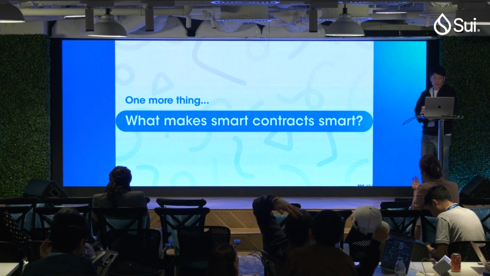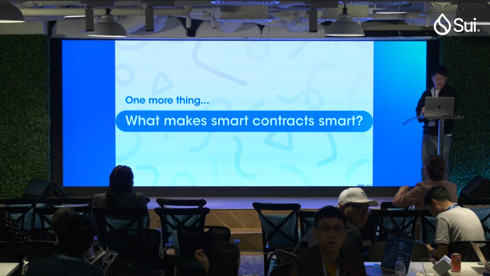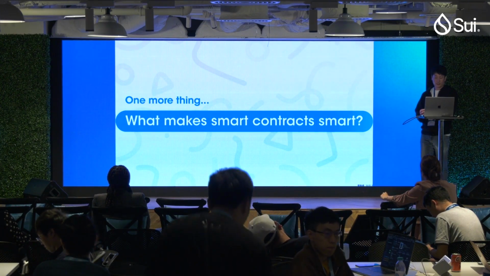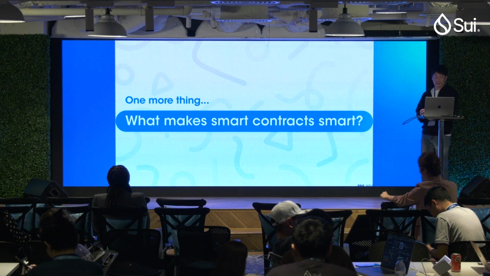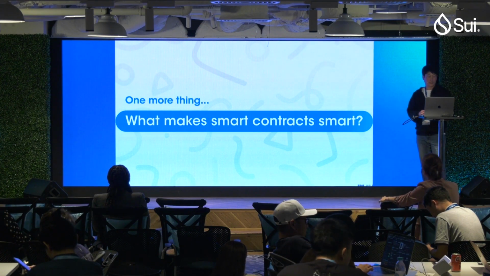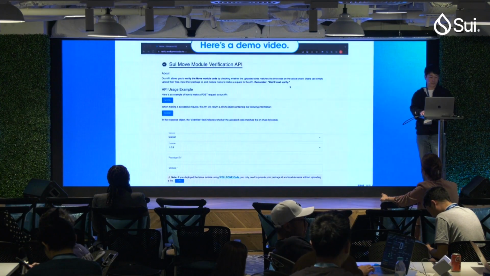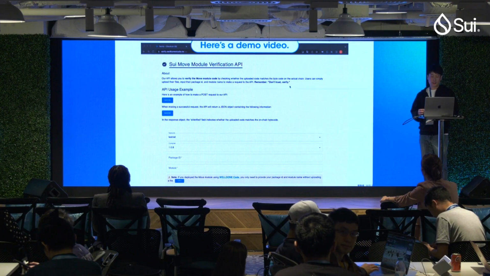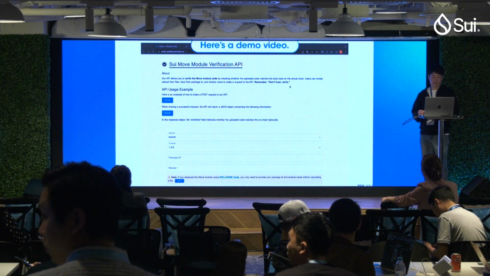Now, there is one more thing I'd like to mention. What makes a smart contract smart? We say that contract code is transparently available and anyone can see it. But in reality, that's not the case. There is currently a lack of tools that allow anyone to easily verify and check contract code. So we are building a verification service. Anyone can easily request contract verification and check the verification status.